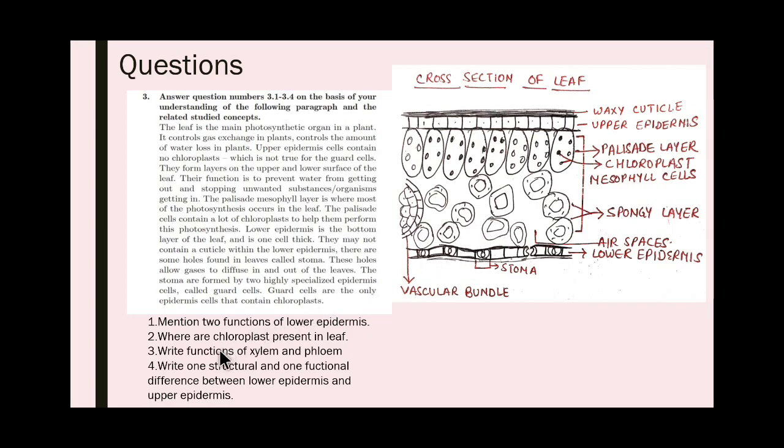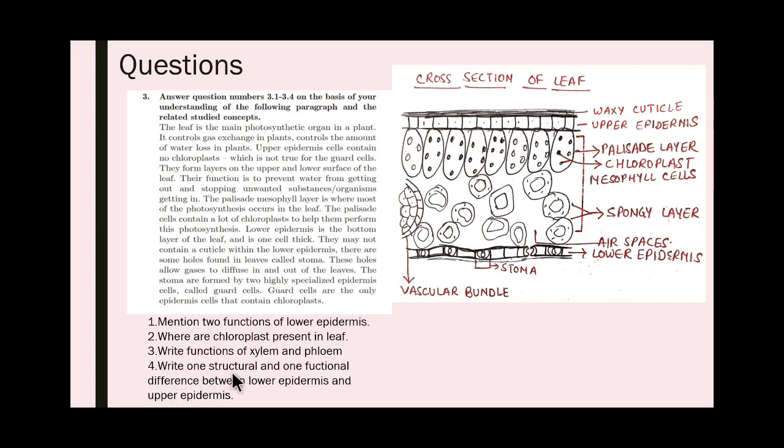Now next is, where are chloroplasts present in the leaf? You can see chloroplasts are present in the palisade layer, that is the mesophyll cells, and in the stoma also. Though it is not drawn here, in the guard cell you have already learned the structure of the stoma. So you will write the answer: chloroplasts are present in the palisade layer and in the stoma. Next, write the function of xylem and phloem. Xylem transports water and minerals from the soil to all parts of the plant, and phloem translocates food from the leaf to all parts of the plant.